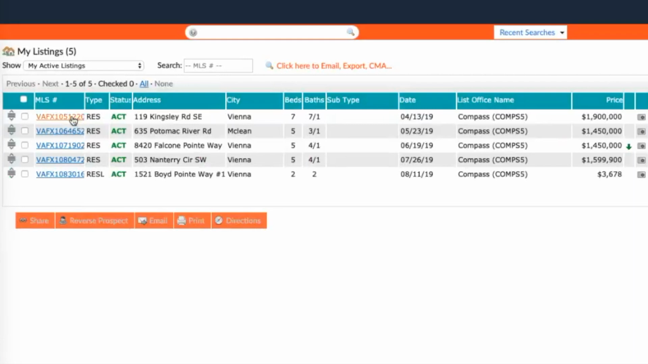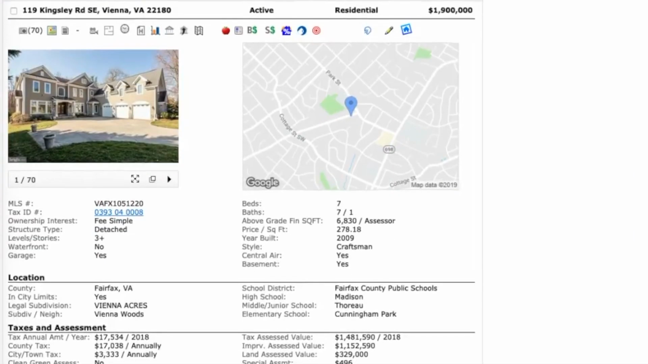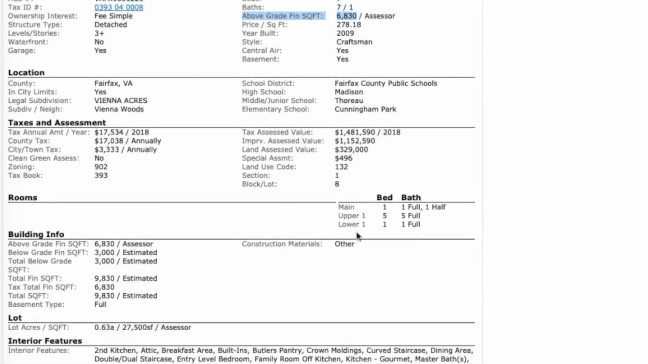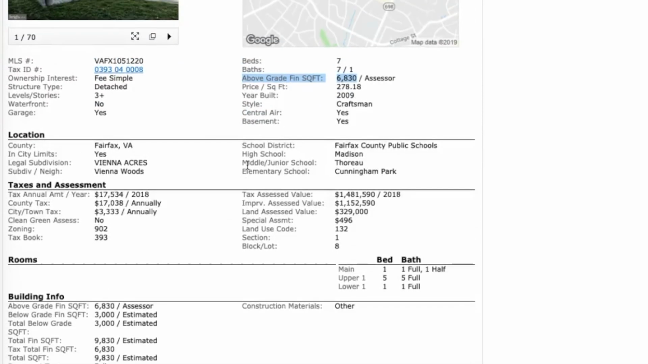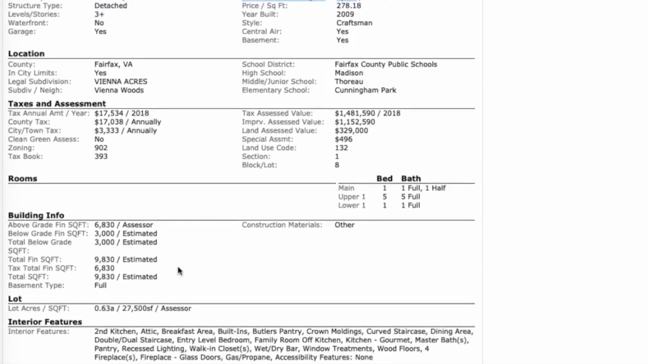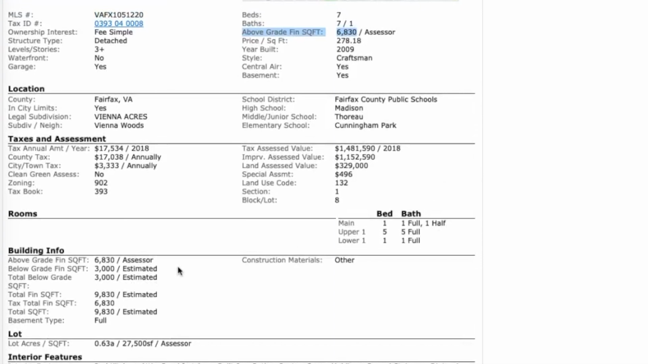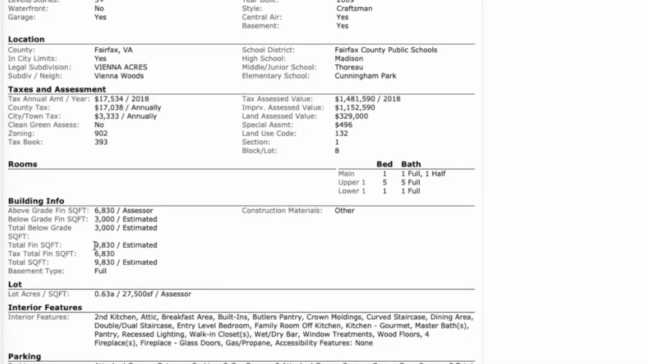Let me show you an example with one of my listings. Here, the above grade square footage is 6,830. However, if you go down here, you'll see that that doesn't count the finished space in the basement. This house is 3 levels. The above grade is only the main level and upper level. But that doesn't really fully reflect the total square footage of the house. If you add the basement in, this is actually the total square footage of the house, 9,830.